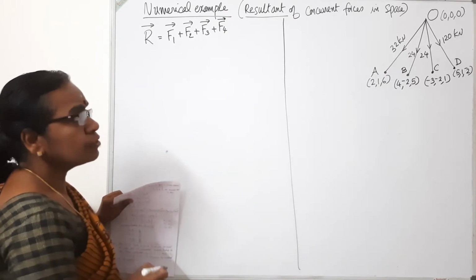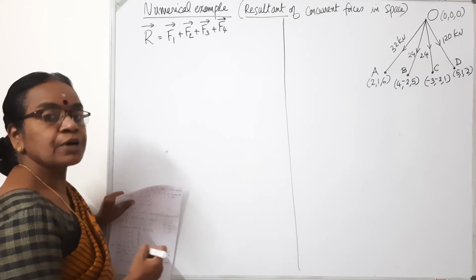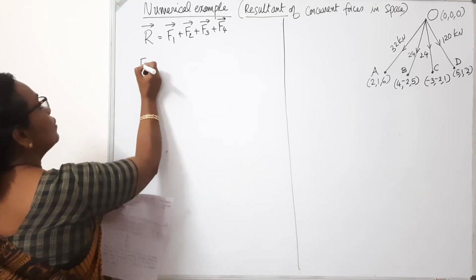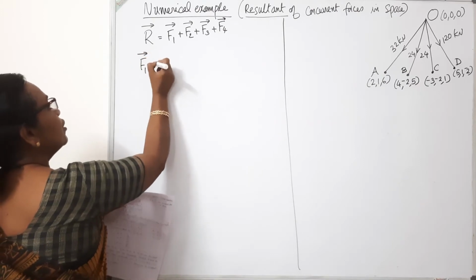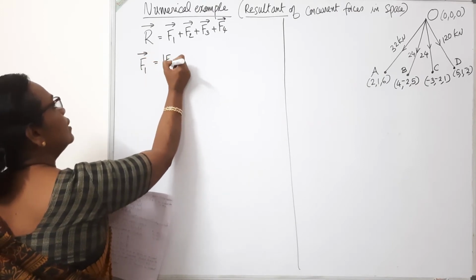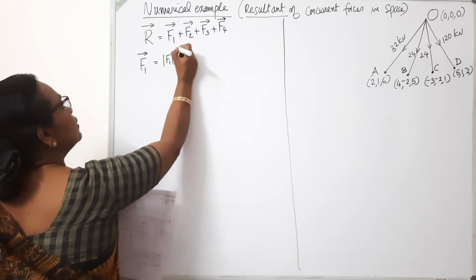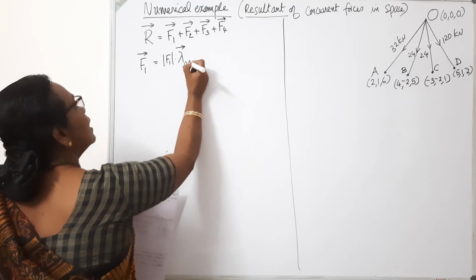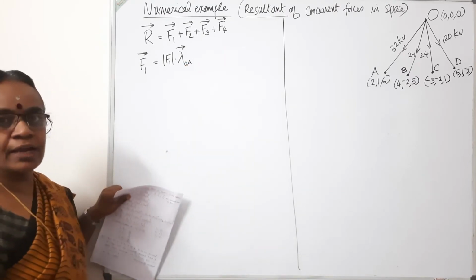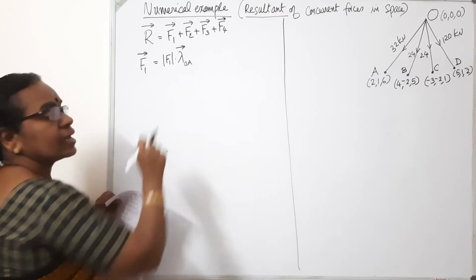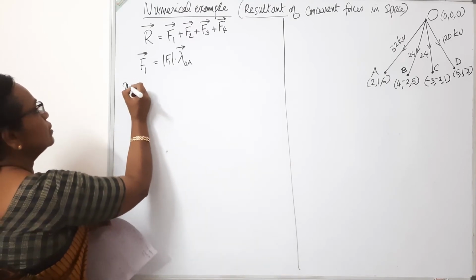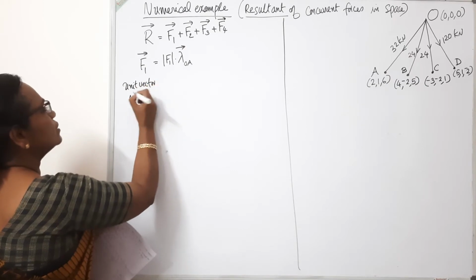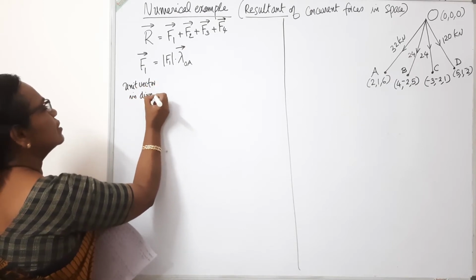So our aim is to find the force vectors F1, F2, F3, F4. Here the magnitude of the force is given. We have to find the force vector. How will you find the force vector? If you want to find the force vector F1, F1 will be the magnitude of F1 into the unit vector in the direction OA. The first force is acting in direction OA. So you have to find the unit vector in the direction OA. So let us write the unit vector in direction OA.